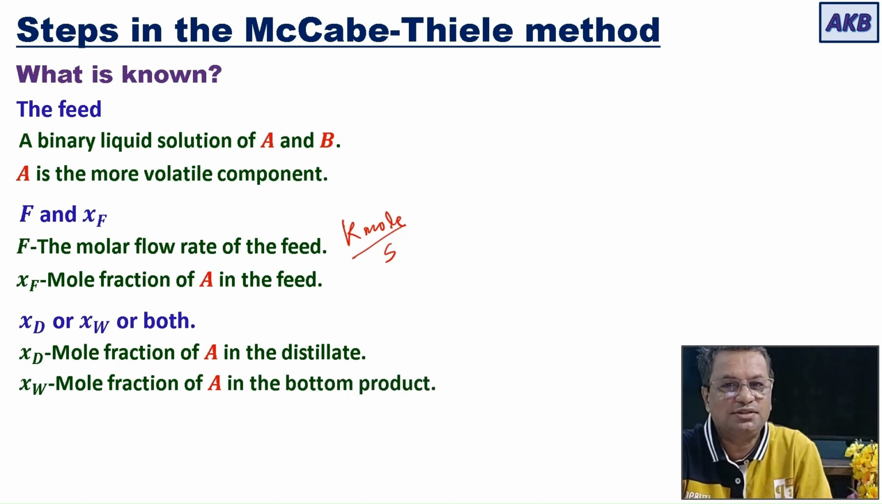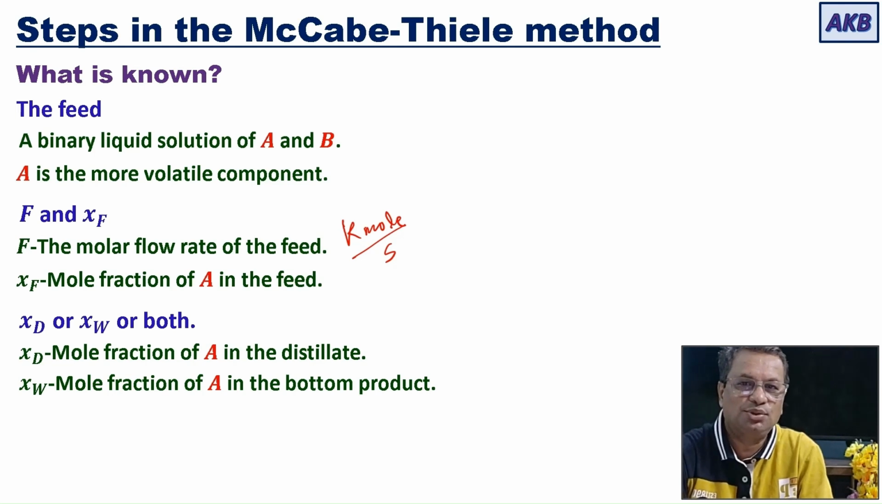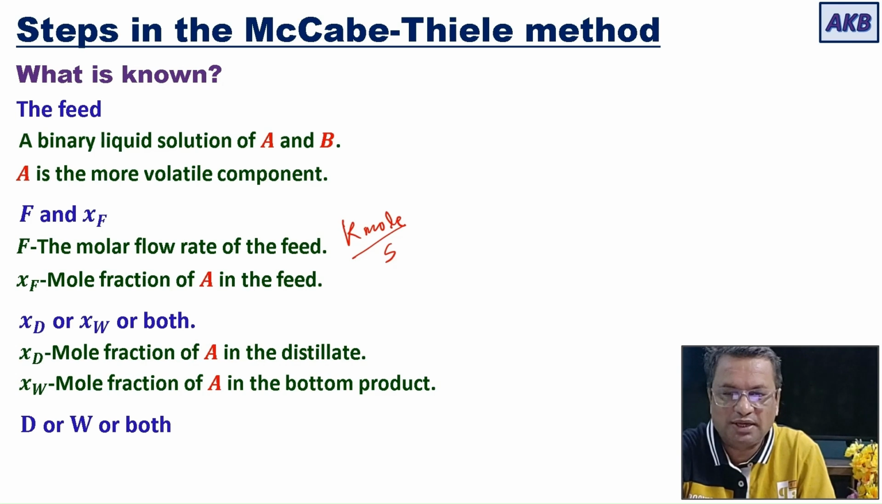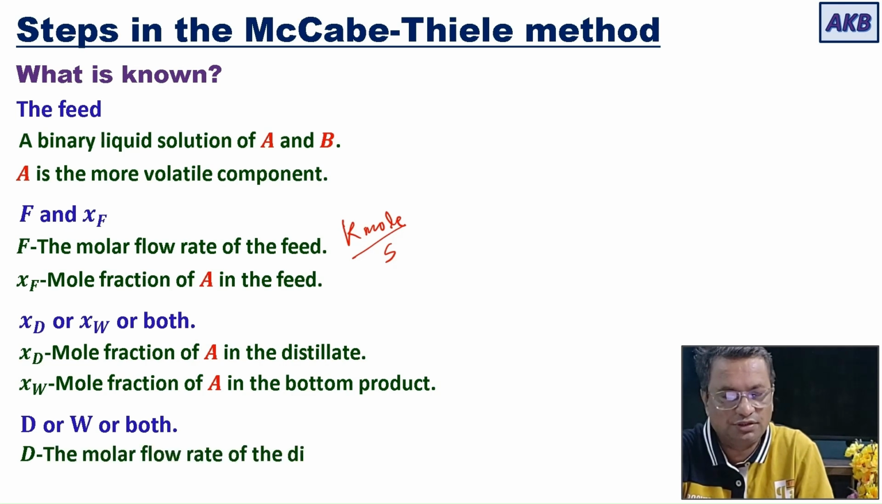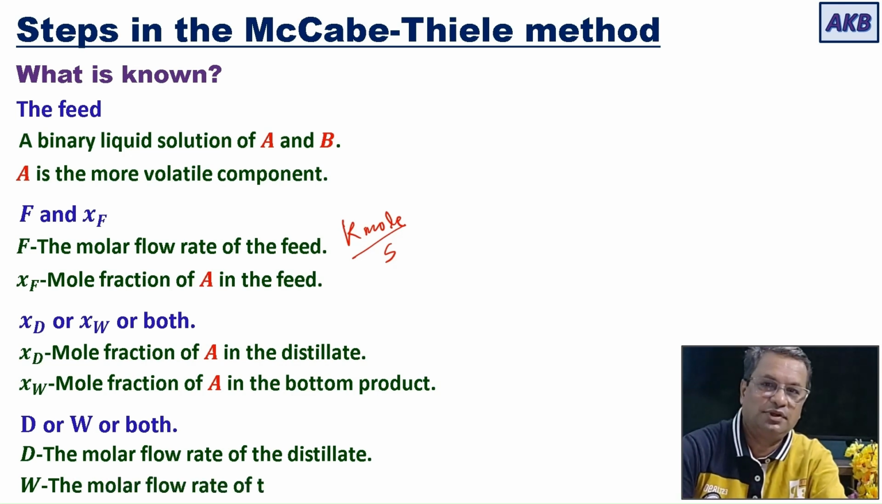So either XD or XW is known to us, or both of them are known to us. And then you have D or W, or both will be known. So D is the molar flow rate of the distillate, and W is the molar flow rate of the bottom.